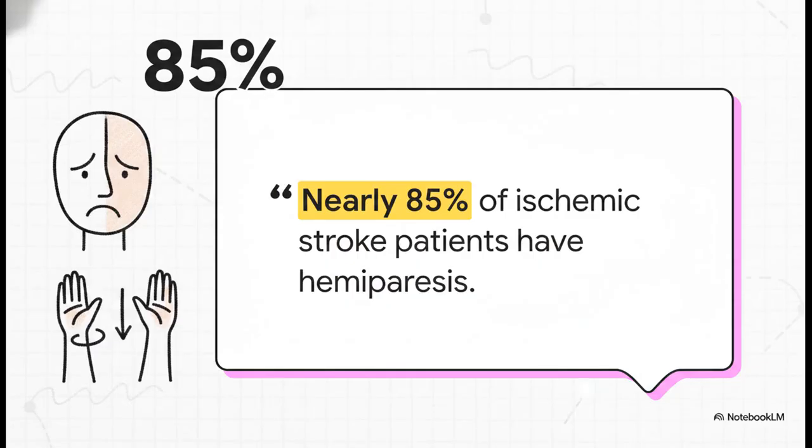And to really understand why checking for arm or facial weakness is so prominent in that FAST acronym, consider this staggering statistic. Nearly 85% of ischemic stroke patients have hemiparesis, which means weakness on one side of the body. 85%. This proves exactly why a quick check for one-sided weakness, like looking for a pronator drift during our 3-minute screening exam, is such a critical, high-yield part of your assessment.